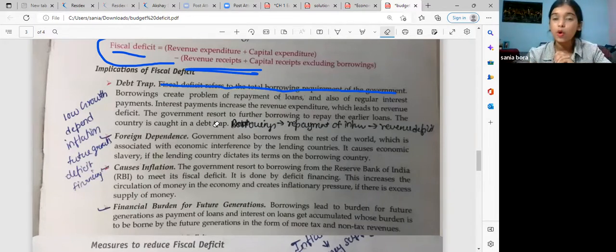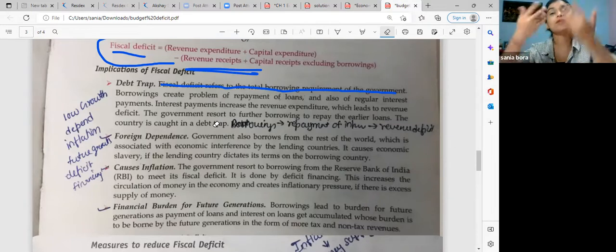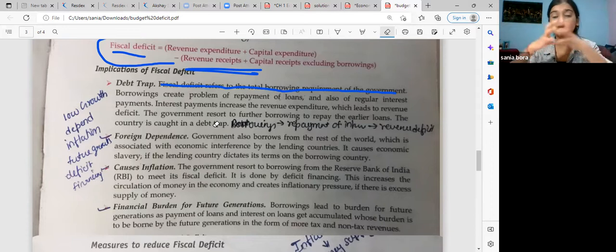Now the country is being caught in a debt trap. Just to pay the previous one you are taking loan again, then just to pay that loan you have to borrow further, then further, like this, and the country is caught in a debt trap. Clear?